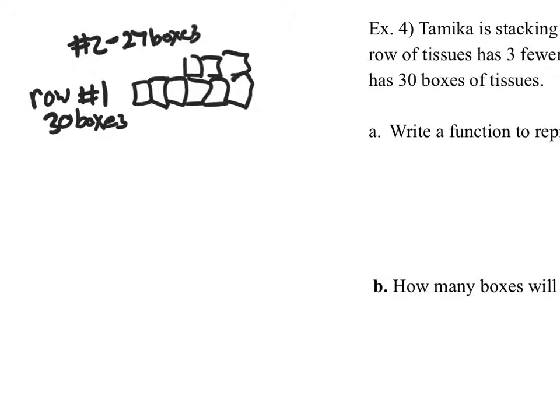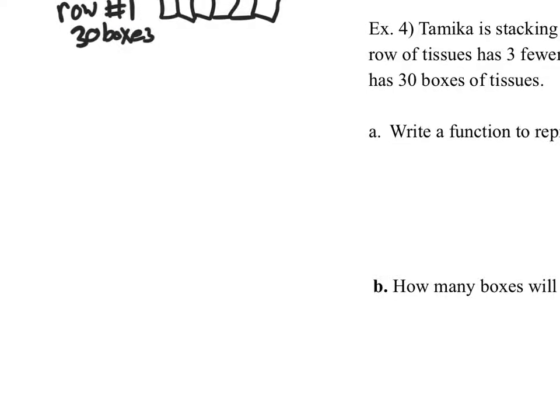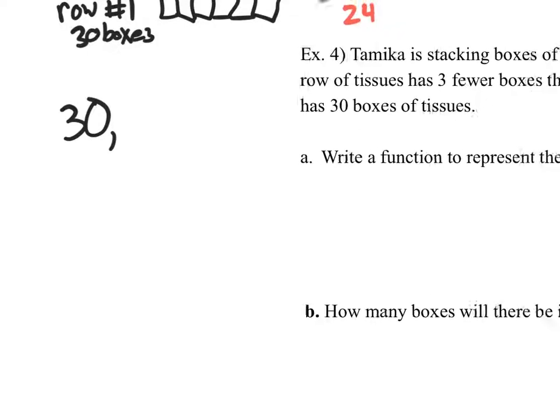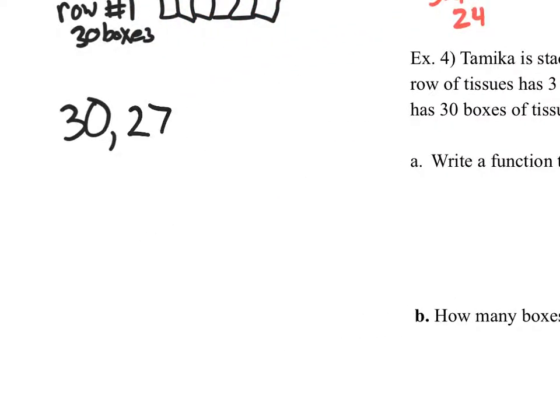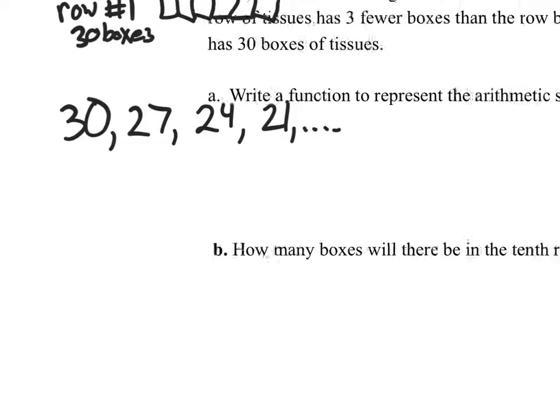Instead of drawing it out, let's actually make a sequence. What's our first number on our sequence? 30, because the first row has 30. What's the next number on our sequence? She's stacking it up like a pyramid, guys. And it says on the word problem that she has 3 fewer on the next one. So what's the next one? 27. And then the next one? 24. And then the next one? 21. And it keeps going until she gets to the very top, which probably just has 1 box, correct? Anyway, the first thing they ask for is to write a function to represent the arithmetic sequence.